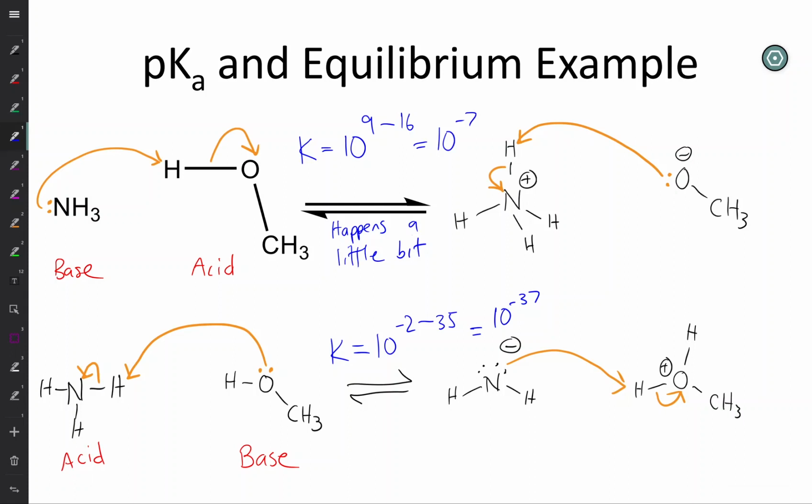So 1 out of 10 to the 37 molecules would do this reaction. All right, a mole is 10 to the 23rd. So if we had a mole, how many molecules would we expect to do this? None of them. We would have to have 10 to the 37th molecules. So that would be like 10 to the 14th moles. That would be a lot of molecules before this would happen even once. So this essentially does not happen at all.